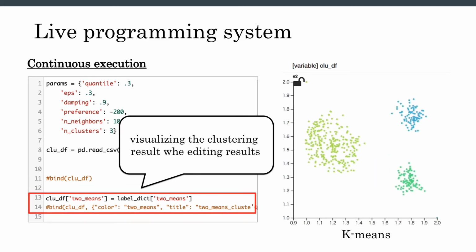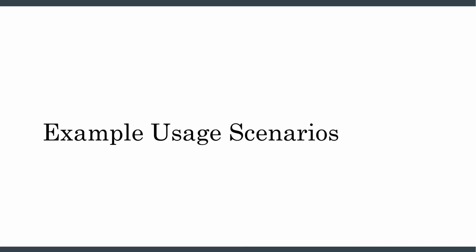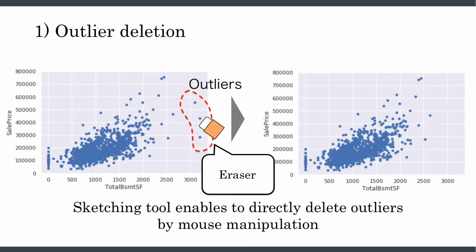That is our system detail. Next, we also introduce several usage scenarios of our system. First one is outlier deletion. It is difficult to detect and remove outliers in the text code. However, by using our eyes, we can easily find outlier-like data points and remove such outliers.